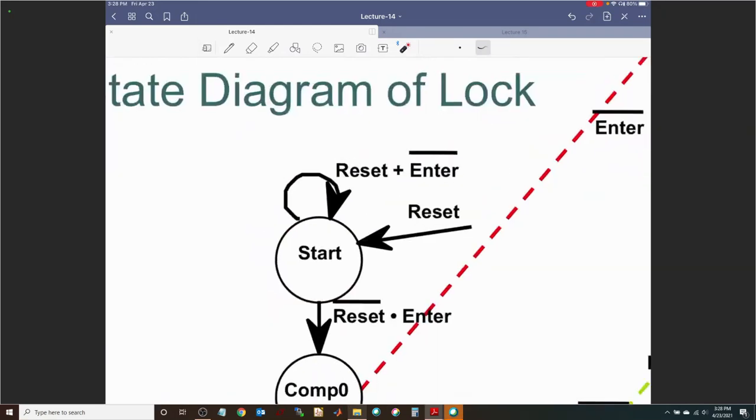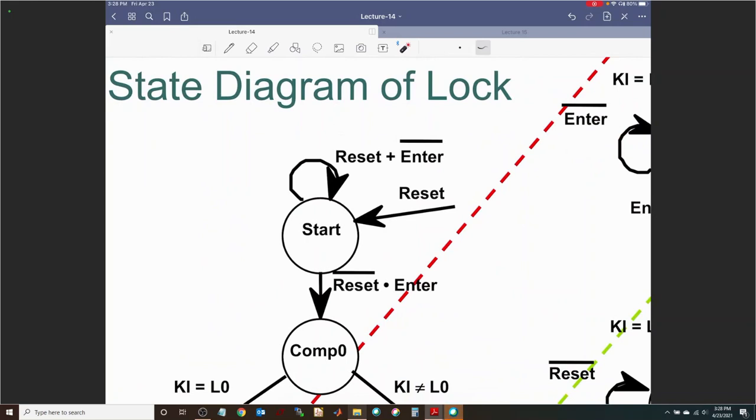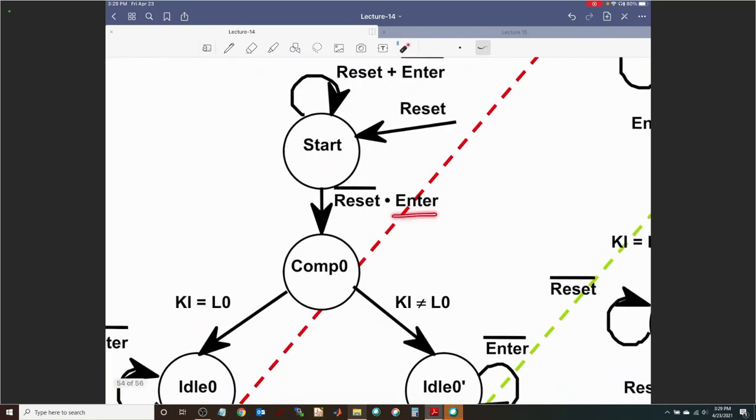So let's take a look at this state diagram, and I'll go through it from start to finish. When a user presses reset, they will come into this start state. They will stay in this start state if the user presses reset, or the enter button is not pressed. If the user presses the enter button and the reset button is not pressed, you go to this new state called comparison zero. Essentially, we are comparing the first entered bit with the first bit in our internally set combination. That's comparison of the zeroth location, if you will.